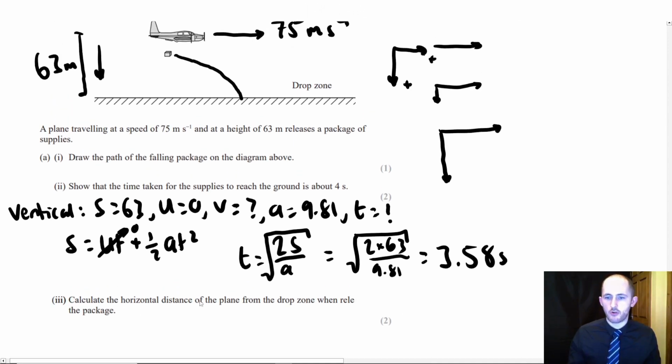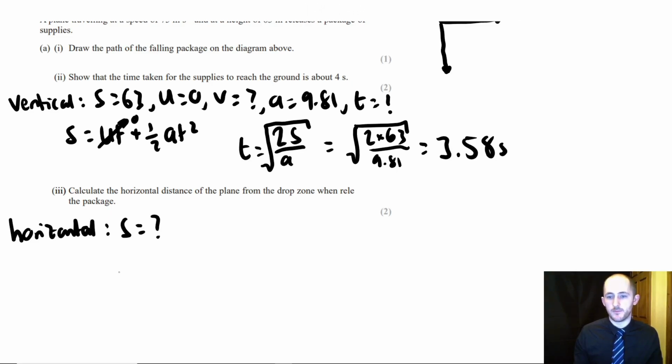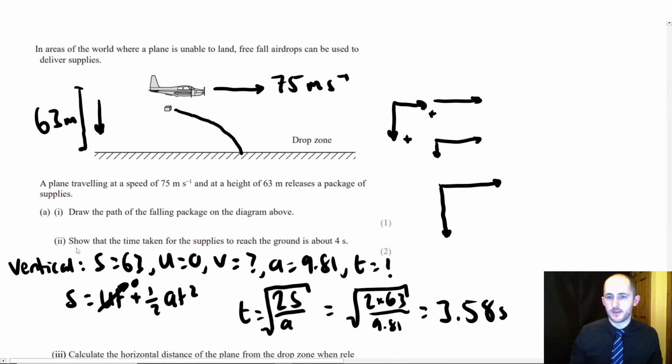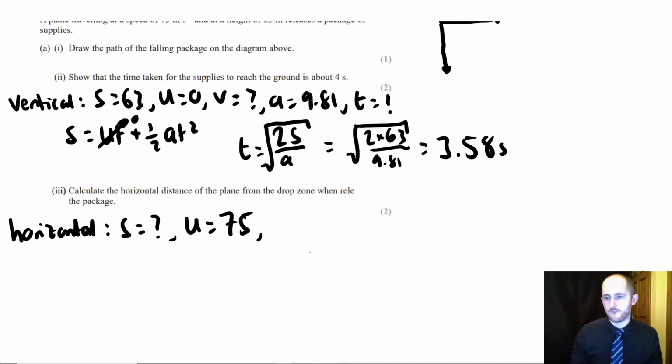Okay, calculate the horizontal distance. Well, remember, actually, I'm not going to say that just yet. I'm going to give you a chance to think about it while I write out the values. S is exactly what we want to know. U is 75. Where did I get that from? It's traveling at a speed of 75 meters per second. V, I'm going to leave that blank. A is 0. We're going to ignore air resistance. So V is that. But the important one is that time is the same.